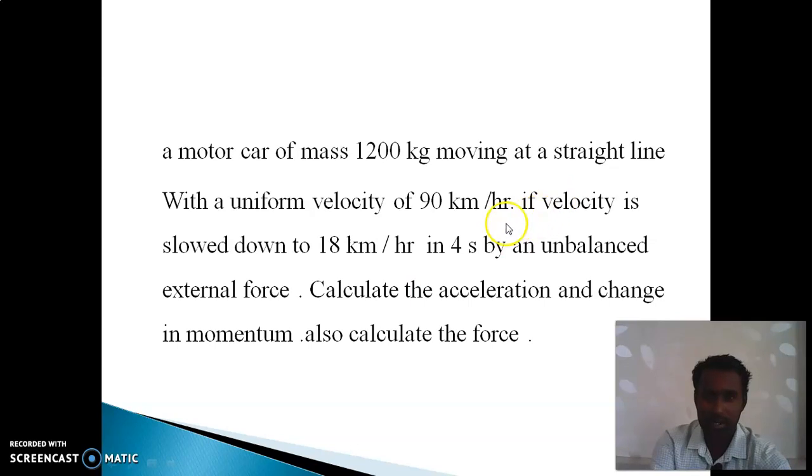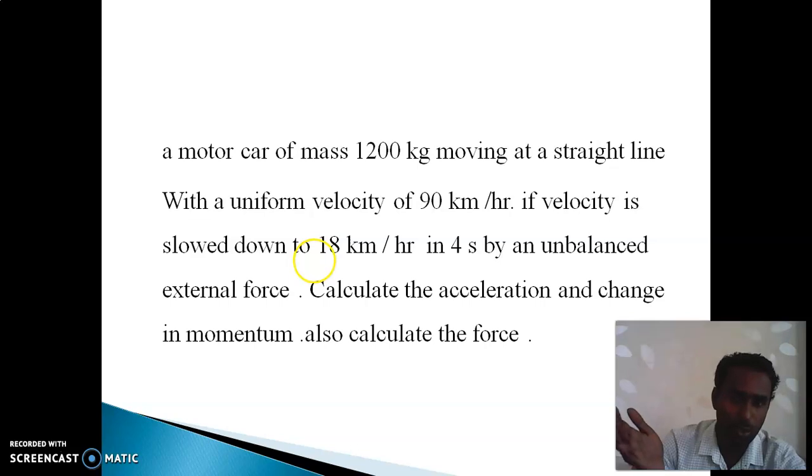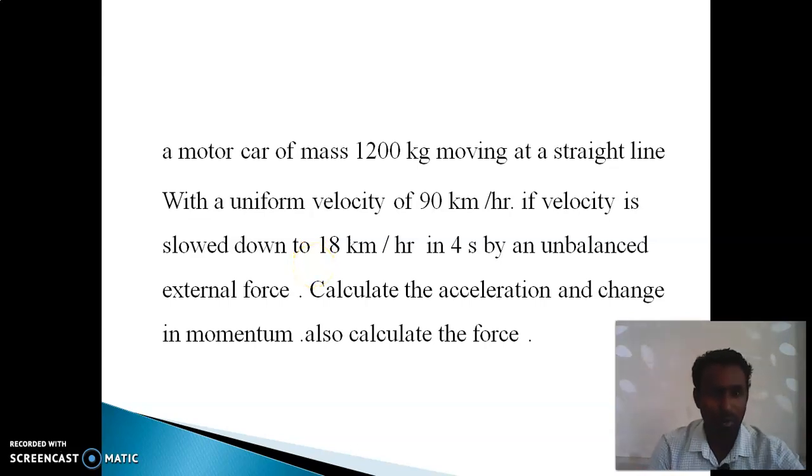So always remember this. From the problem, moving at a certain speed means you have to take it as the initial speed, and the velocity gets slowed down. Slowed down means it is going from 90 km per hour to 18 km per hour, so the speed is reduced. So you have to identify that.